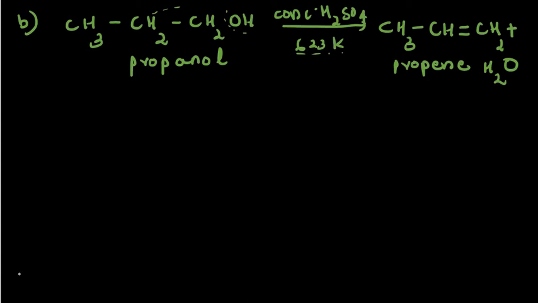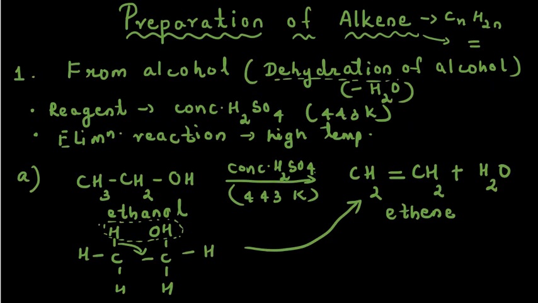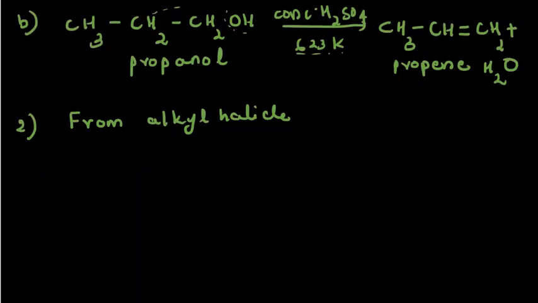So our next one is preparation from alkyl halide. Now one more thing that you have to remember: apart from concentrated H2SO4, we can also use Al2O3, that is alumina. Heated alumina can also be used for the conversion of alcohol to alkene. Now moving on to our second method, that is from alkyl halide.